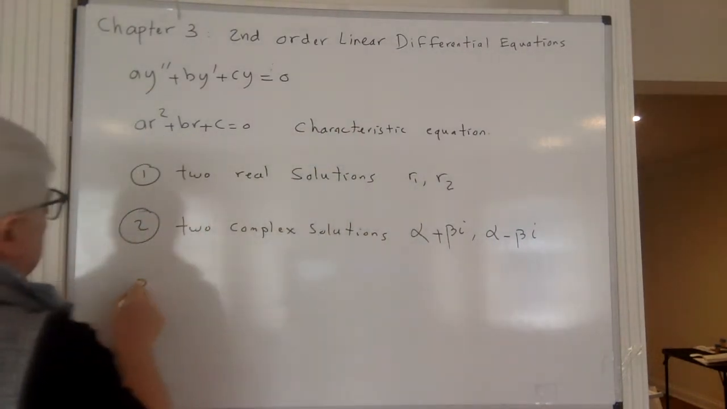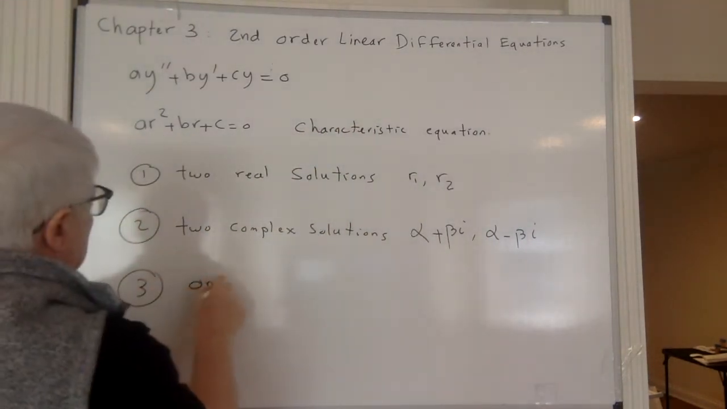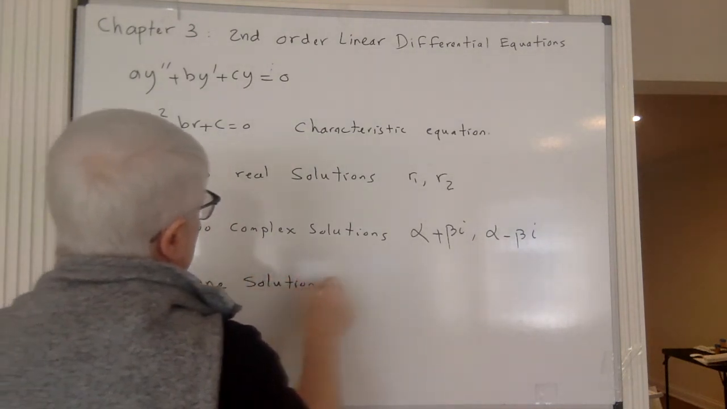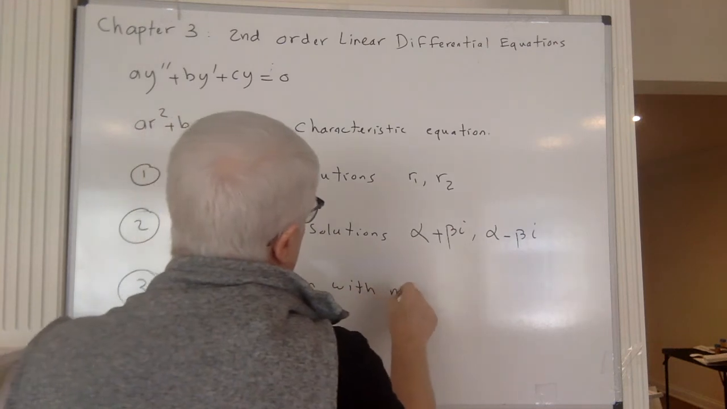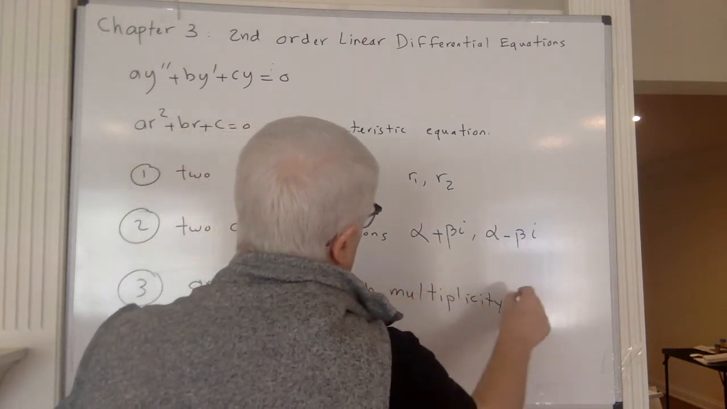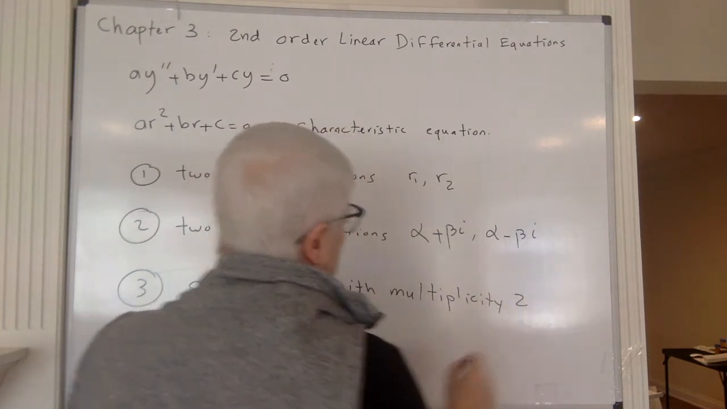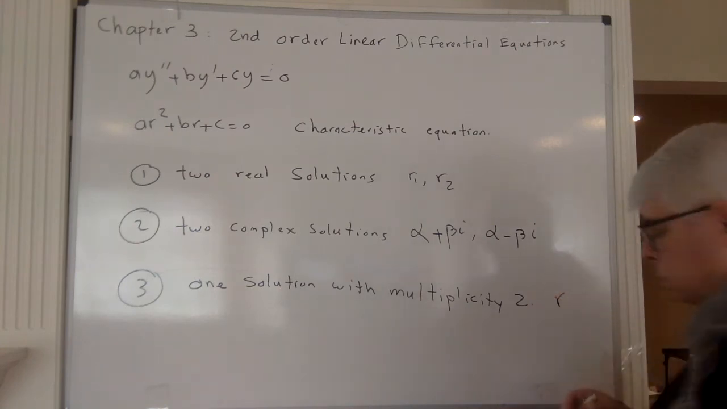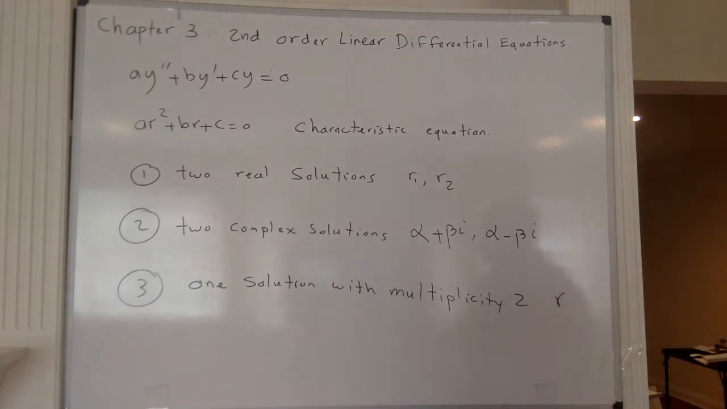And the 3, 1 solution with multiplicity 2. So what we call this just R, right? There's no R1 or R2. So these are the 3 cases that we encounter, and we have to study these cases separately.